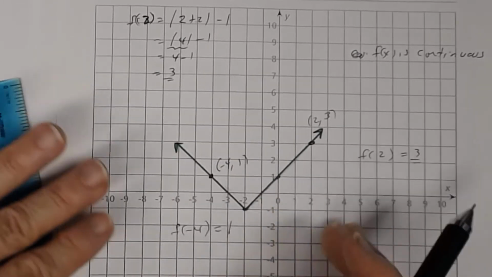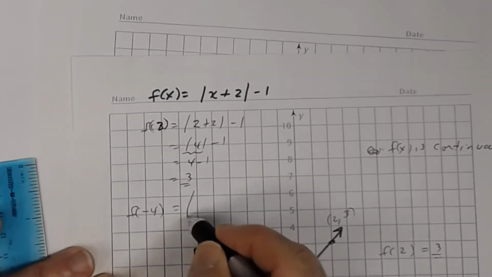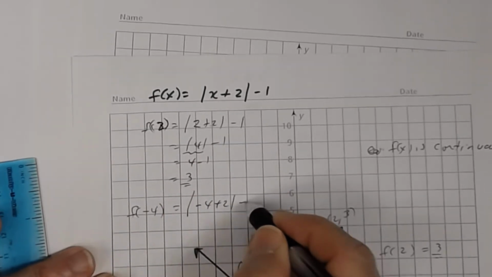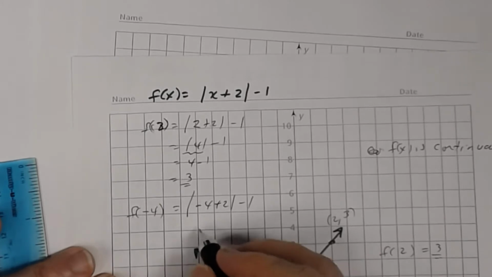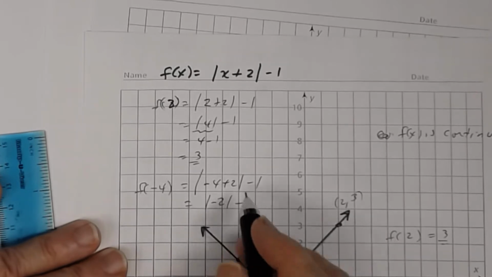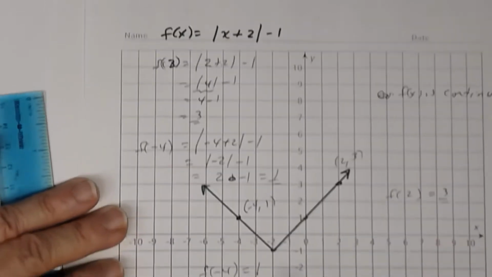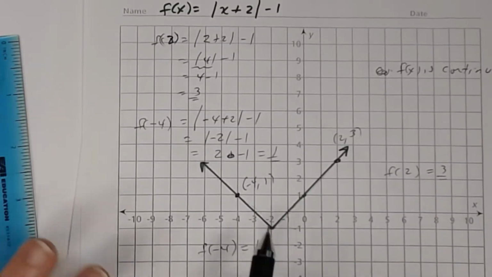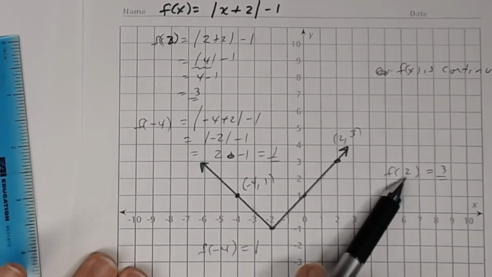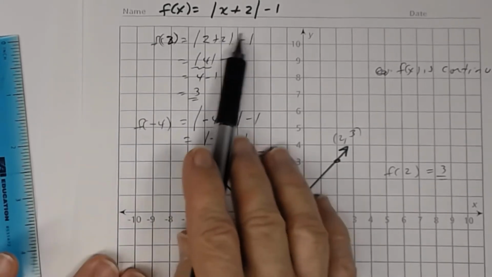I could also do that from the equation. f of negative 4 would be the absolute value of negative 4 plus 2, minus 1. Wherever we see the variable x, I substitute negative 4. Negative 4 plus 2 is negative 2, so that becomes the absolute value of negative 2 minus 1. Remember the absolute value of negative 2 is positive 2, and 2 minus 1 is 1. That's what we said it was. So this is a quick review of finding function values from the graph or from the equation itself.